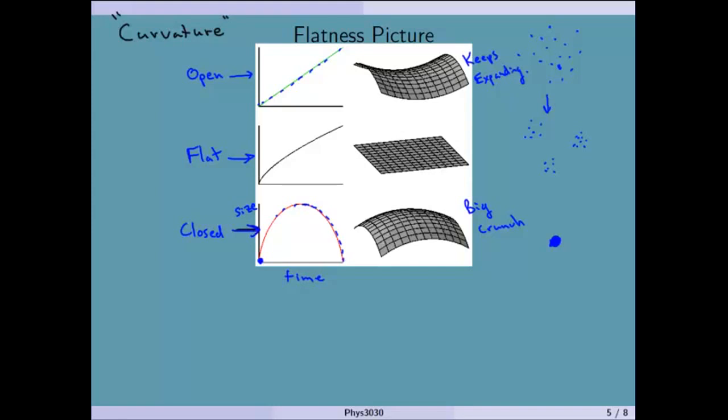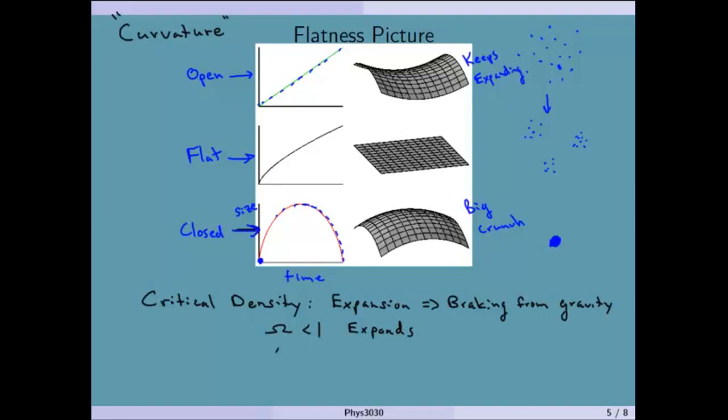Okay, that's how I like to think about the flat case: it keeps coasting. And there's something your book refers to, and cosmologists refer to, as the critical density. This critical density really has to do with expansion and the braking due to gravity, which I was just talking about above. Gravity pulls everything together. It tries to slow down that expansion because everything is attracted to everything else. And there's something called omega. If omega, the density relative to the critical density, is less than one, there's not enough stuff for gravity to stop the expansion. If omega is greater than 1, then the universe contracts. And if omega is exactly equal to 1, that's the flat case.